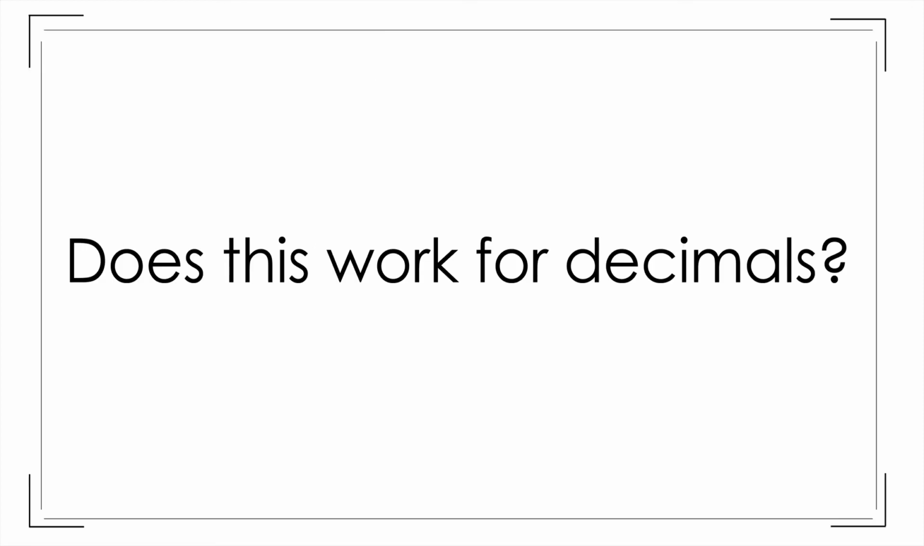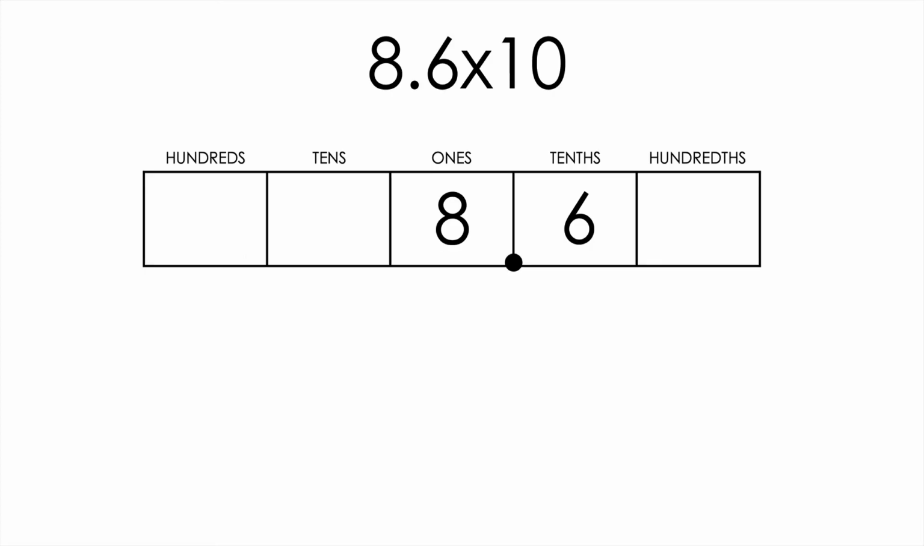Does this work for decimals too? Let's see. Let's try with 8.6 times 10. In this case, we can still shift the digits one place to the left, giving us a product of 86. This strategy works with both whole numbers and decimals.